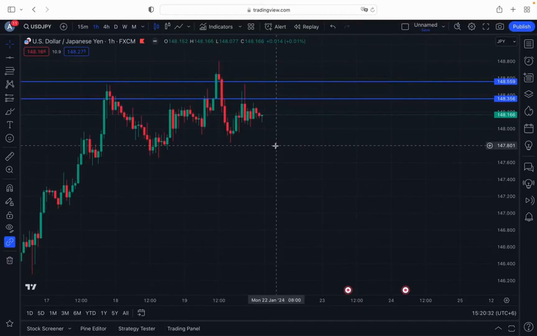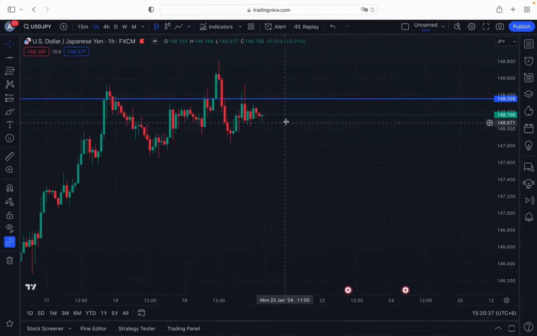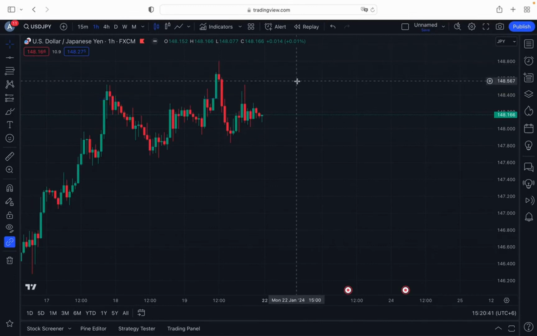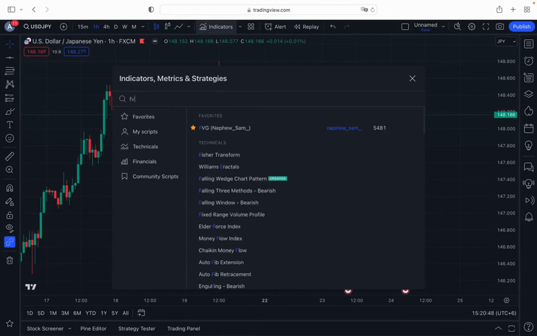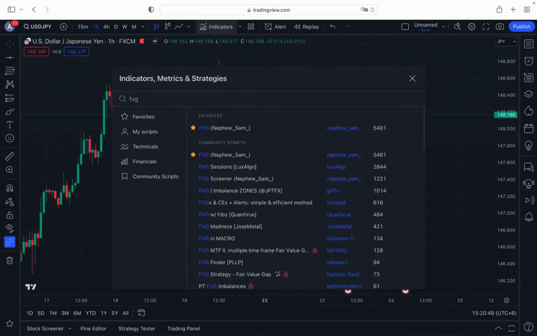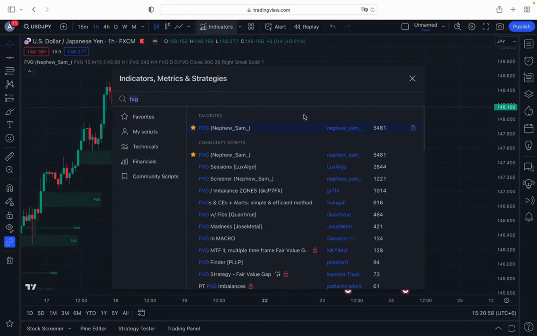Now, to make it as easy as possible for you, I want to show you this imbalance not by drawing it manually, but through an indicator. To use this imbalance with an indicator, we go to the indicator section at the top. Once we're in the indicator section, we type in FBG for the FBG indicator. After typing FBG, the first indicator that appears with the code 54581 next to it, we add this indicator, yes.